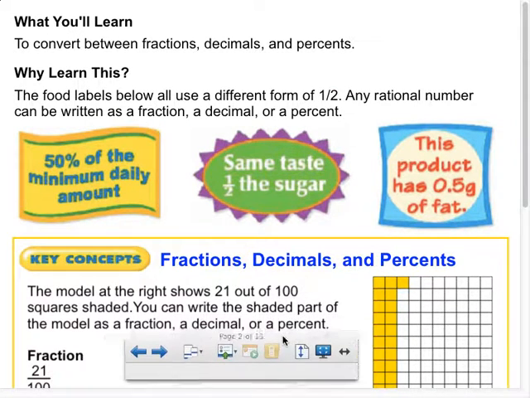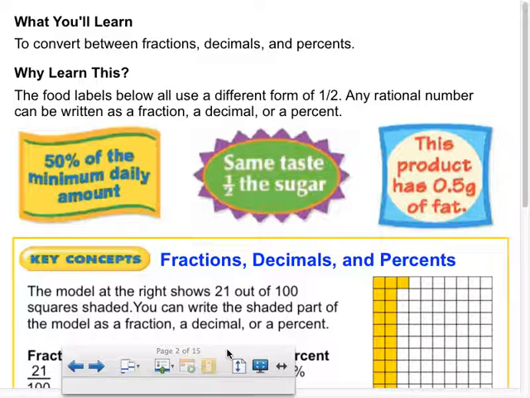All right, let's take a look at what you'll learn. To convert between fractions, decimals, and percents. Why learn this? The food labels below all use a different form of 1/2. Any rational number can be written as a fraction, a decimal, or a percent. Okay?